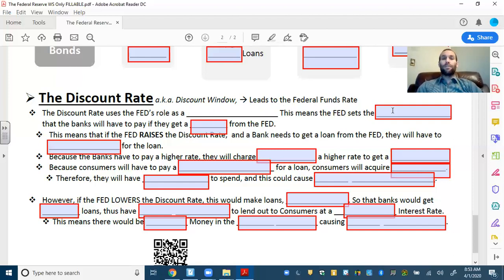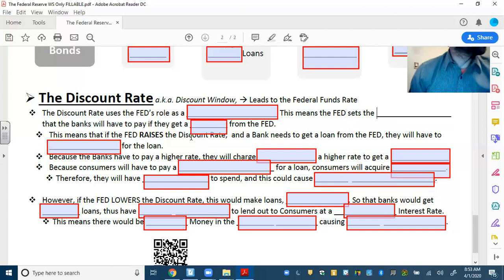But this means that the Fed sets the interest rates that banks will have to pay to get a loan from the Fed. If they get a loan from the Fed, they have to pay interest on it. So if the Fed makes the interest rate higher, banks would have to pay more money for the loan. If they set it lower, banks would get cheaper money.